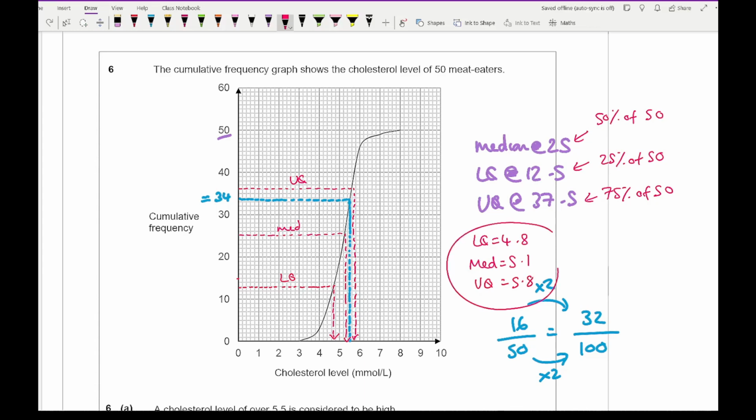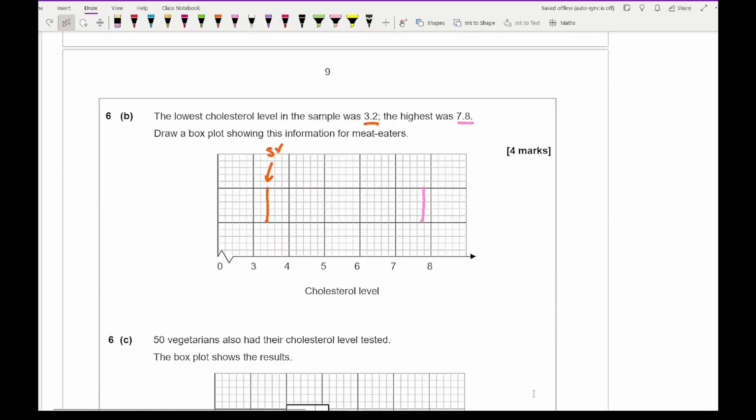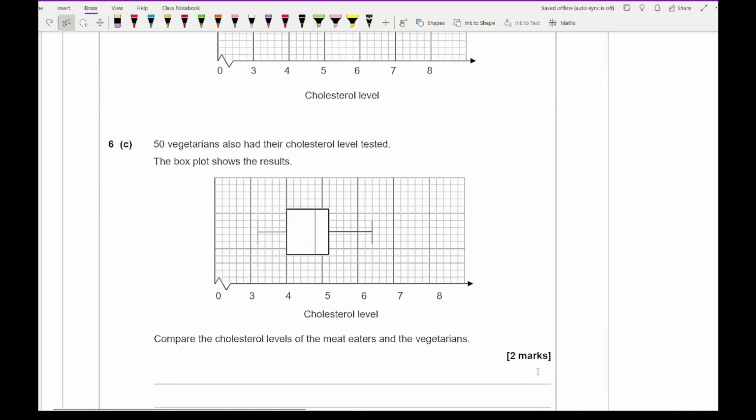So then what I need to do is plot these in my diagram. Moving on from there, I've got 4.8, 5.1 and 5.8. So I've got 4.8, which is there, and I've got 5.1, which is about there, and I've got 5.8, which is roughly about there. And again, just make it look like a box plot, and we should have something that looks like that. But again, hopefully yours is going to be a lot neater with the use of a ruler.